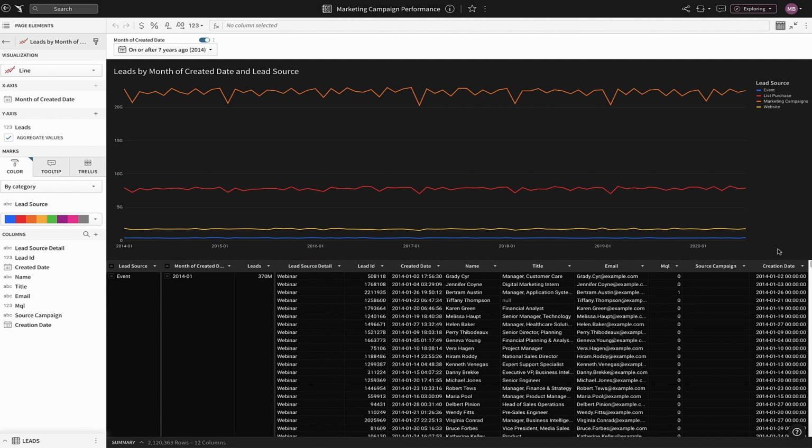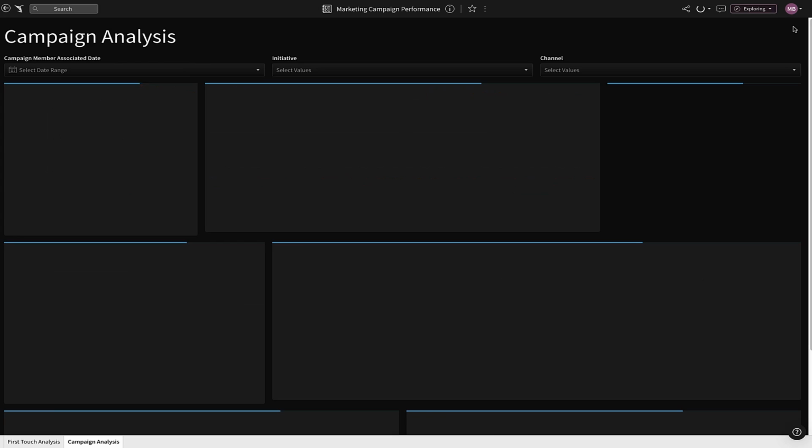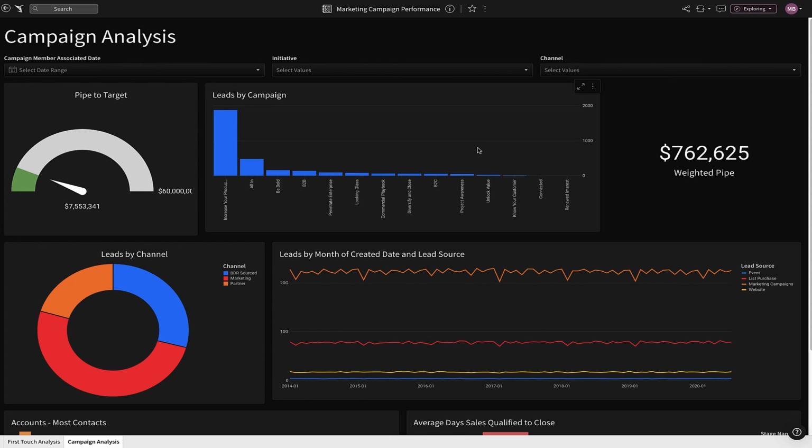Looking at our lead generation over time, we can see that a majority of our leads are coming from marketing campaigns. We can expand this chart to see the millions of underlying records that make up this visualization. Let's explore which marketing campaigns are generating the most leads.